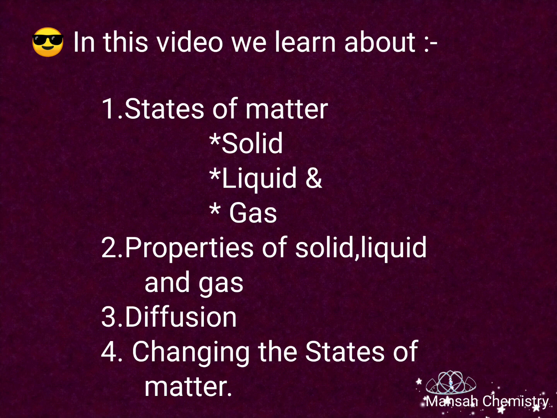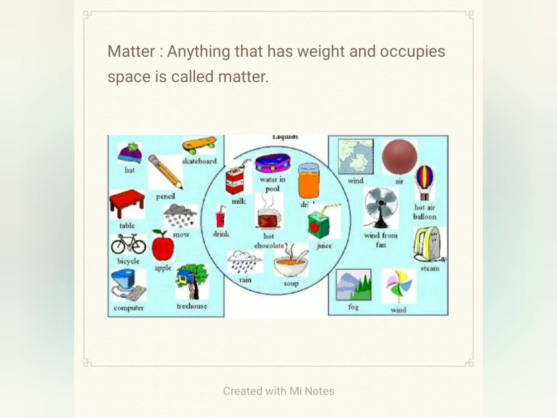Now we start the second part of the video. Matter: anything that has weight and occupies space is called matter. Below the definition, there are a lot of examples like pencil, cold drink, apple, wind from the fan, air. These all things are matter because they occupy space, they have mass and volume.